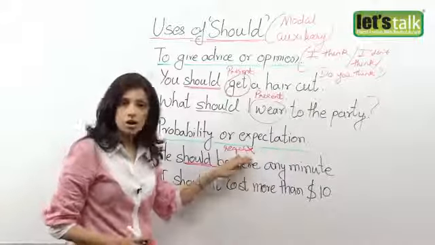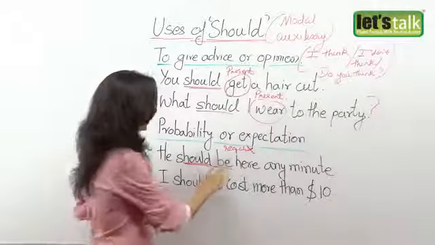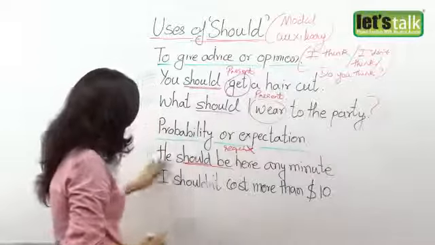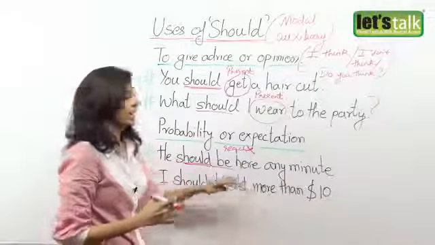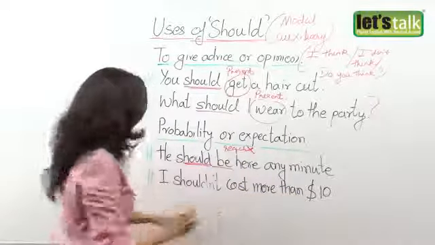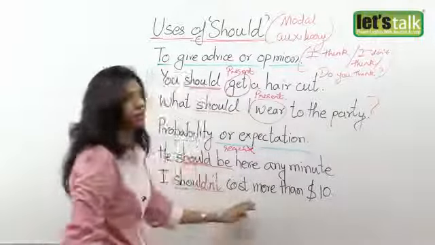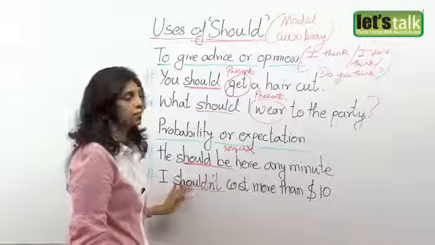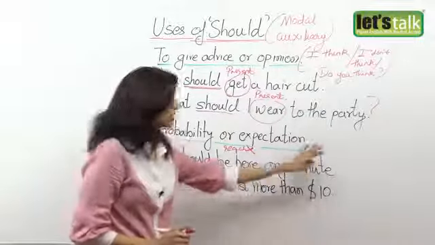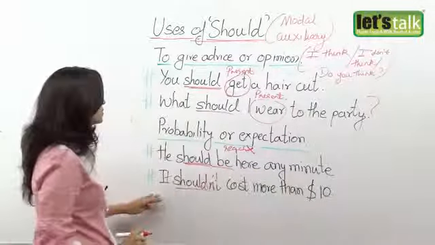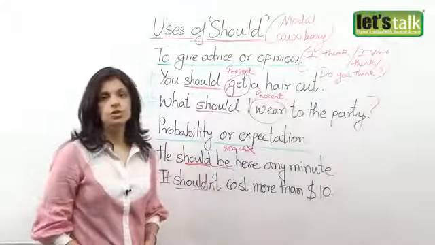This is wrong. Because after should you have the verb in the present form, you have only one verb in the present form and not two verbs. Alright. In my next example, it shouldn't cost more than $10. So you go to your shop, you expect it to be below $10, so it shouldn't cost more than $10. So here I've just put it in the negative. It shouldn't cost. Okay, so it shouldn't cost more than $10. So you expect it to be less than $10, it shouldn't cost. So please remember, when you talk about a probability or an expectation, you use should.